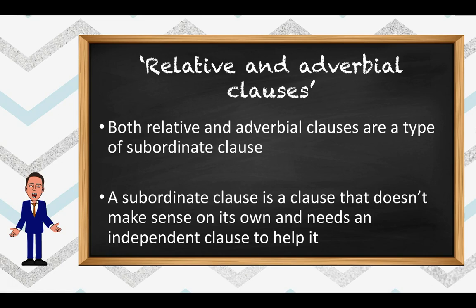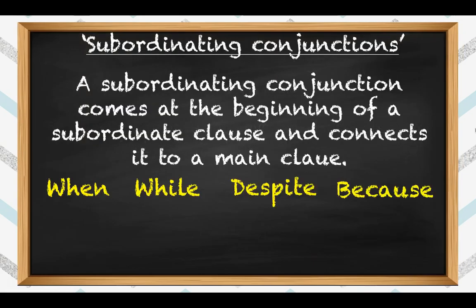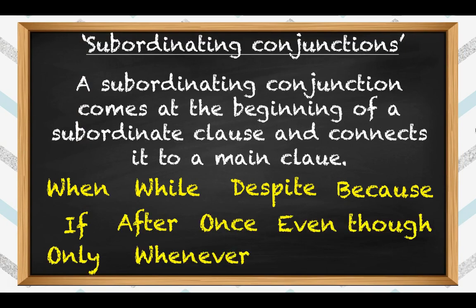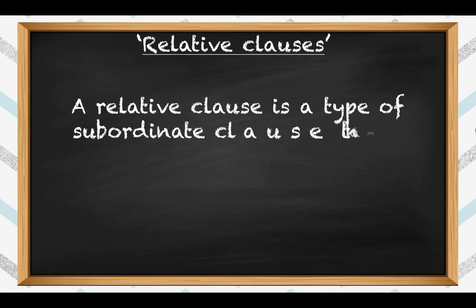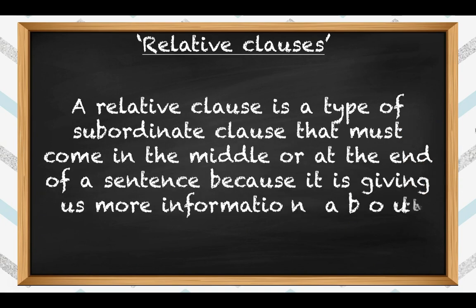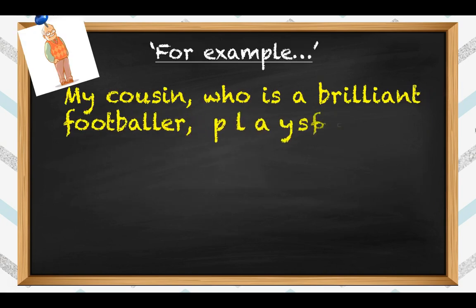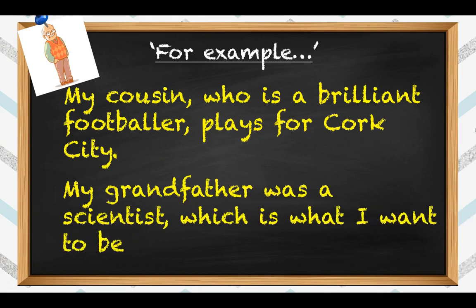It also begins with a subordinating conjunction, words like when, while, despite, because, if, after, once, even though, only, whenever, and many more. A relative clause is a type of subordinate clause that must come in the middle or at the end of a sentence because it is giving us more information about the noun. For example, my cousin, who is a brilliant footballer, plays for Cork City. My grandfather was a scientist, which is what I want to be.